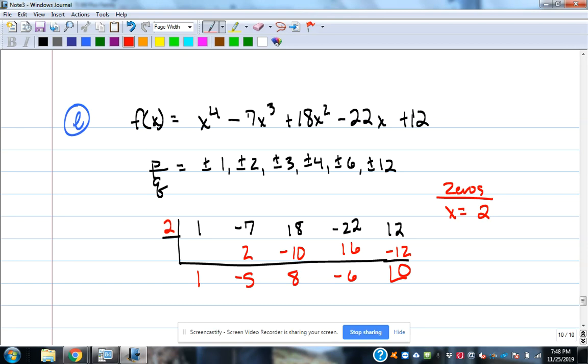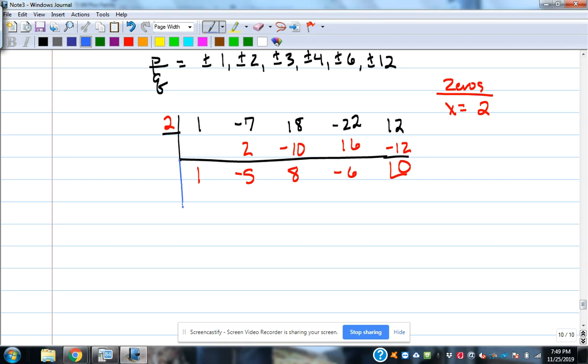What's the next number that I need to do synthetic division with? 3, the other place that it crossed the x-axis. So I'm going to do synthetic division with a 3 this time on what's left. And there's that remainder of 0. I said 0 and wrote it. 3. All right. Now, that got us from 4th degree to 3rd degree.